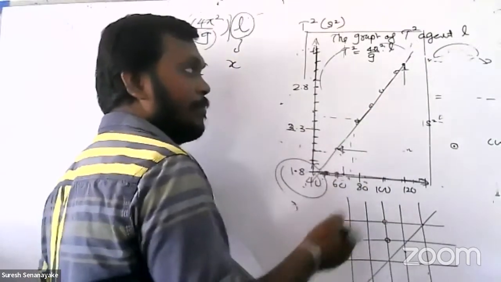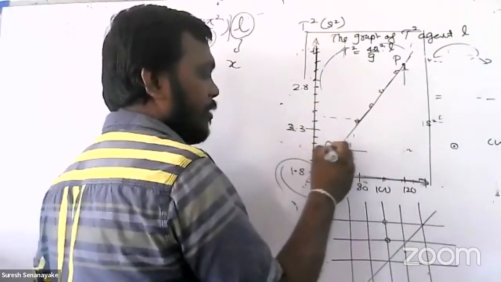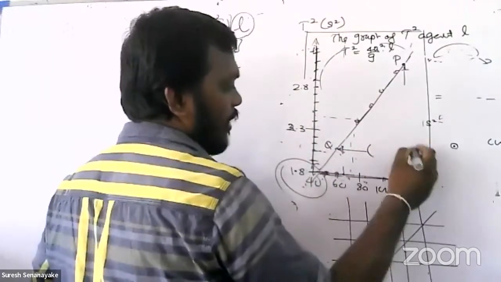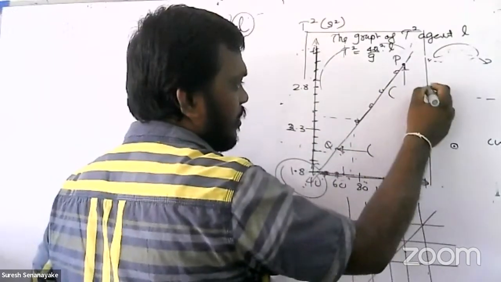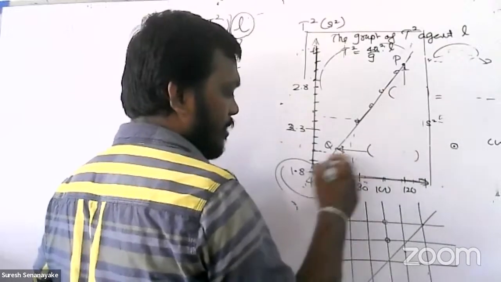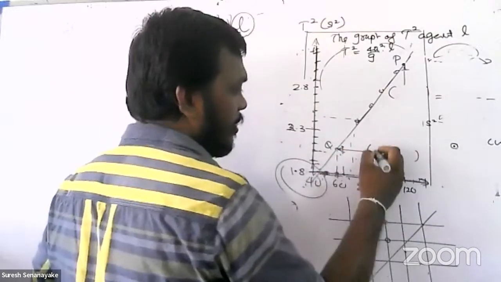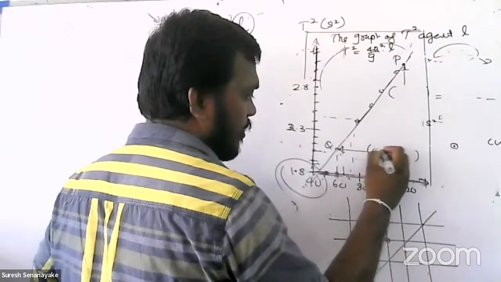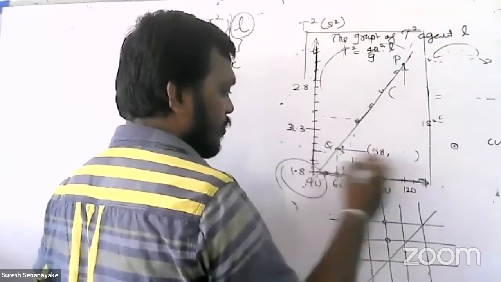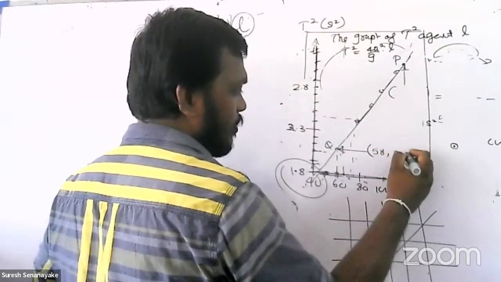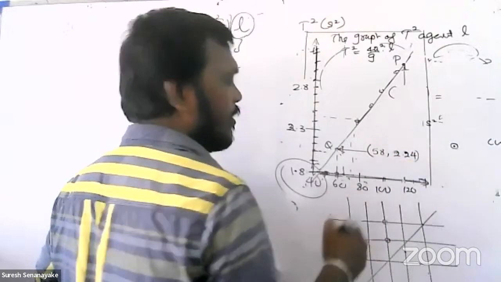So let's say this is point P and this is point Q. Then you need to write the coordinates within brackets here. Let's say here I'm writing this as 58 and this side as 2.24, like this.